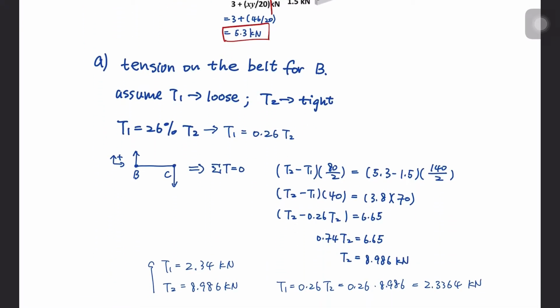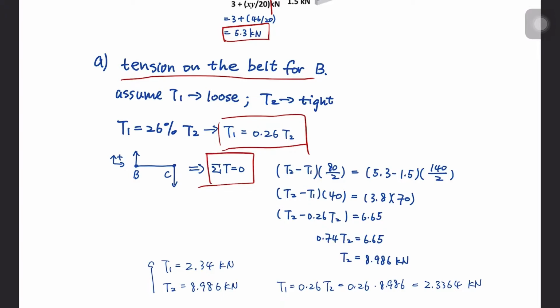In part A, we need to find the tensions on the belt for B, because we know for the belt, there's one loose and one tight, and we're given that the loose one has 26% of the force of the tight one. So we can write that T1 equals 0.26 of T2. And then we can write a torque equation. The sum of torque is 0 because everything is at equilibrium.